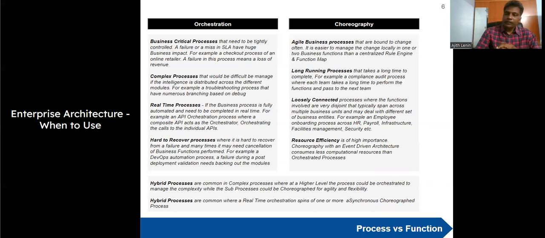And wherever we think that resource efficiency is more important, then this is a trade-off between criticality versus efficiency.